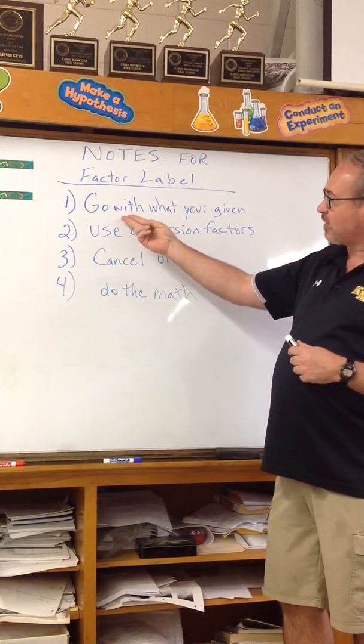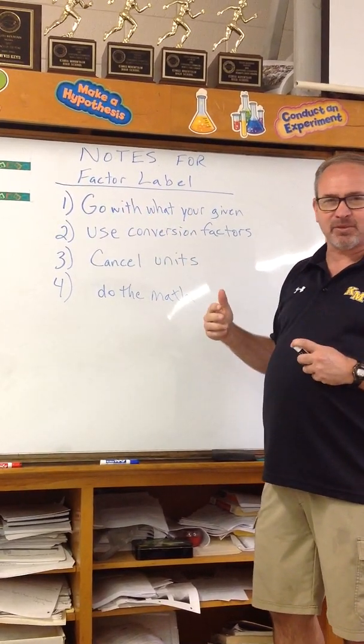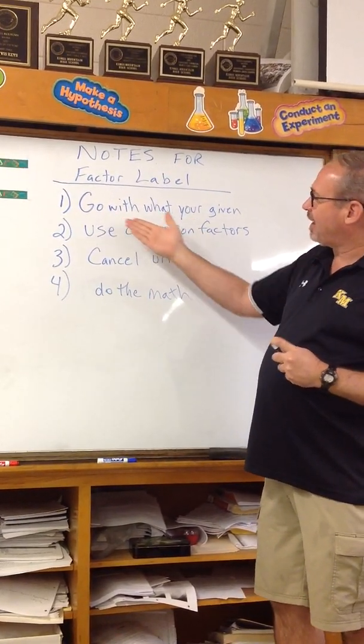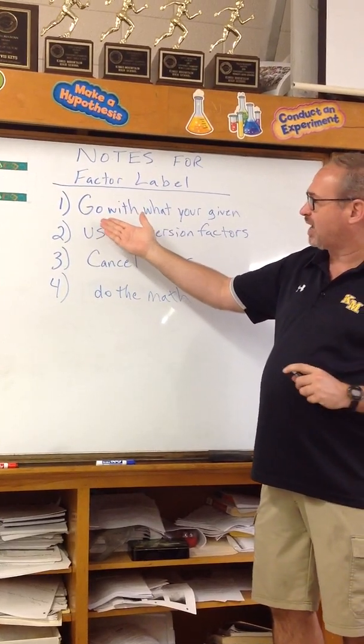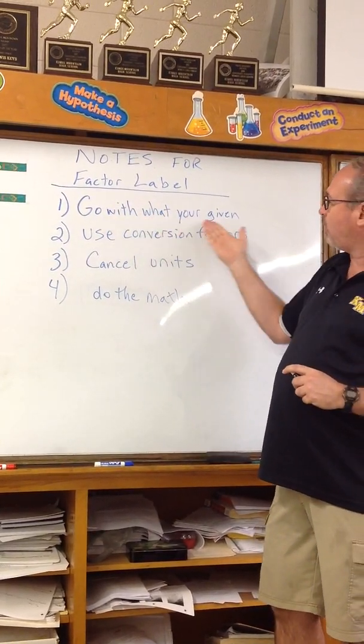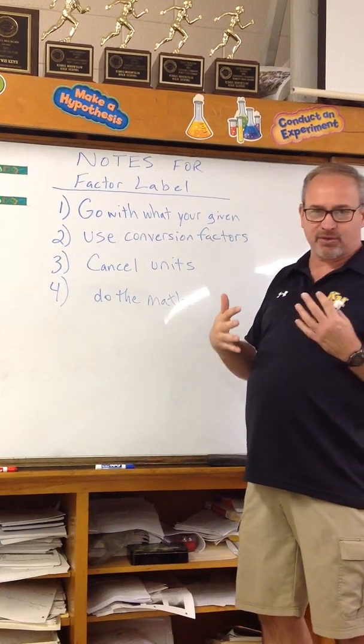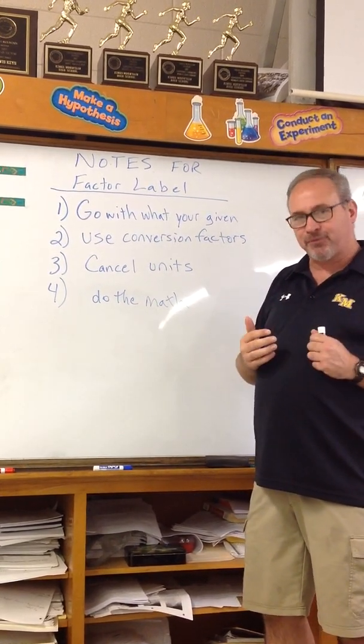To do the factor label, it's just a system. Some people call it dimensional analysis, but I'm going to give you just a quick 4 rules that I use. Number 1, go with what you're given. This is whatever number is given to you in the problem. That's going to be my first step.